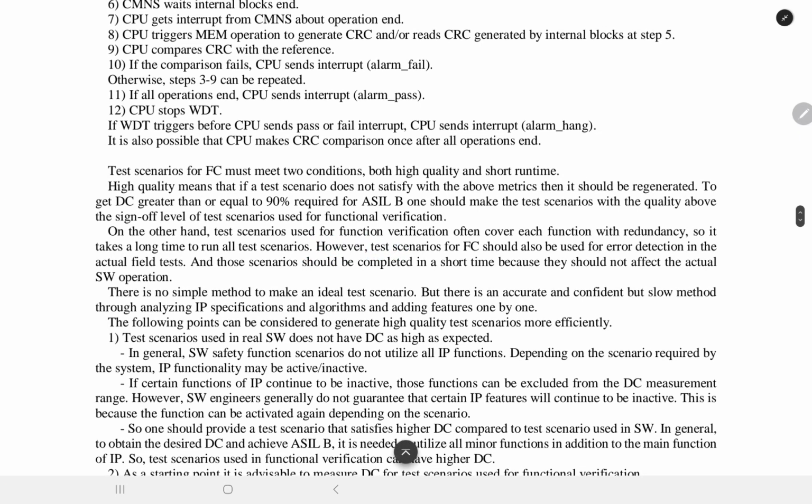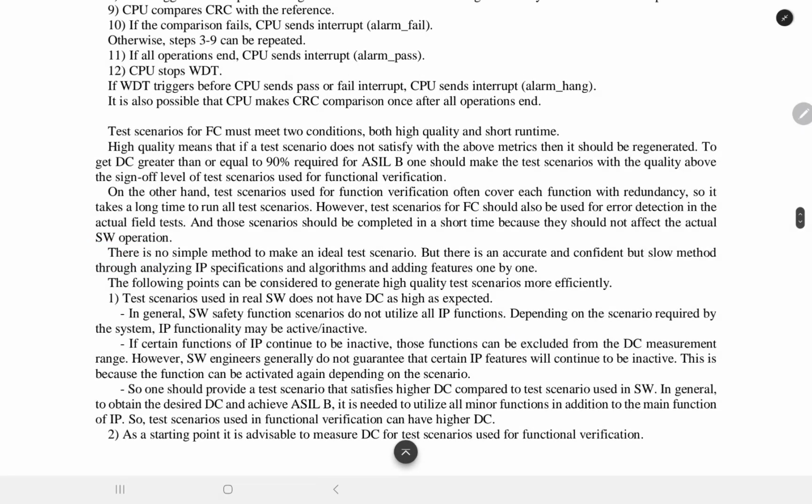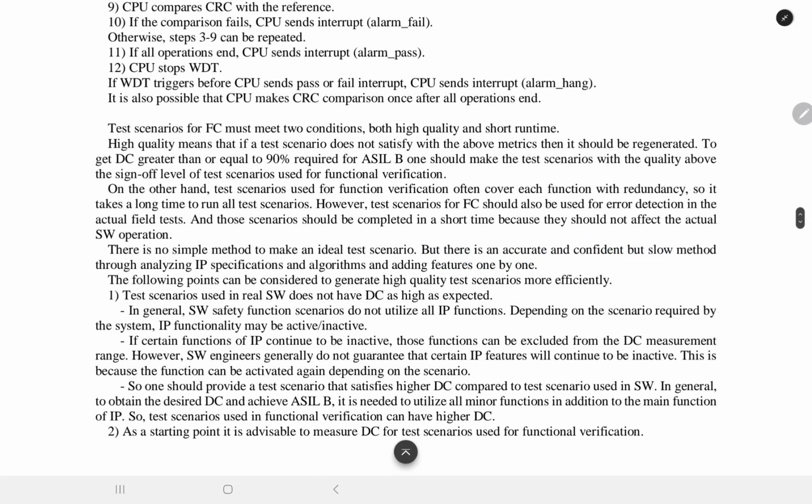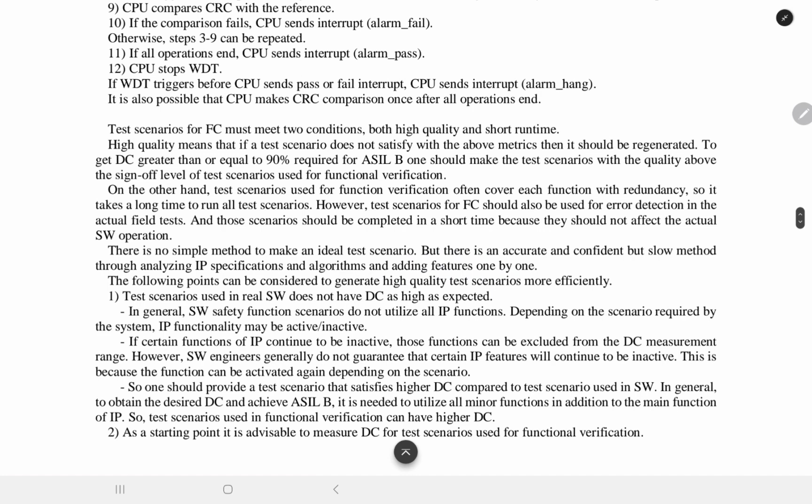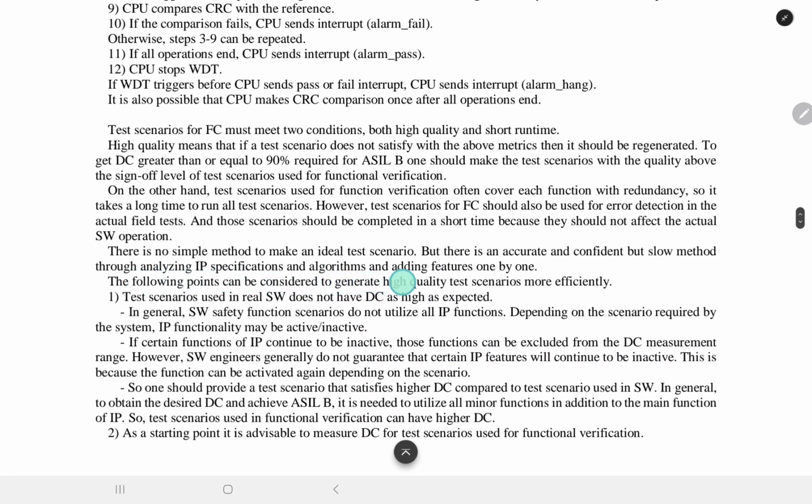However, test scenarios for the FC should also be used for error detection in the actual field test, and those scenarios should be completed in a short time because they should not affect the actual software operation. So there is no simple method to make an ideal test scenario. There is an accurate and confident but slow method through analyzing IP specifications and algorithms and adding features one by one. The following points can be considered to generate high-quality test scenarios more efficiently.